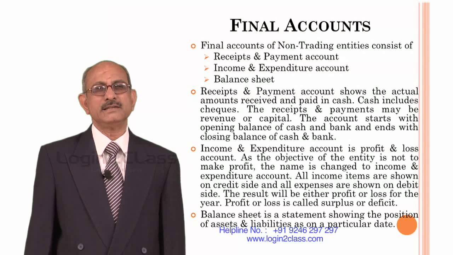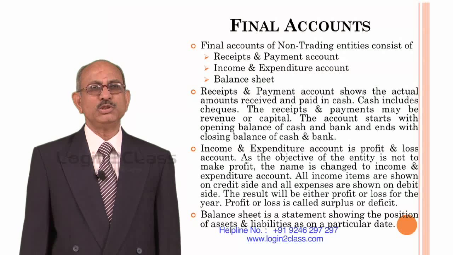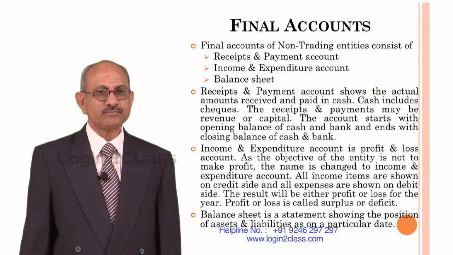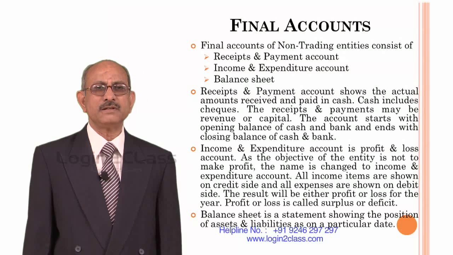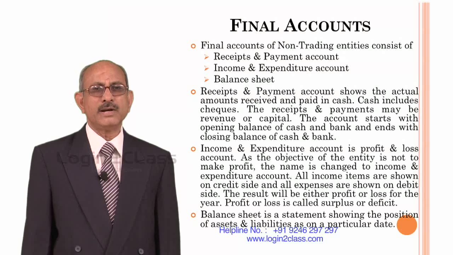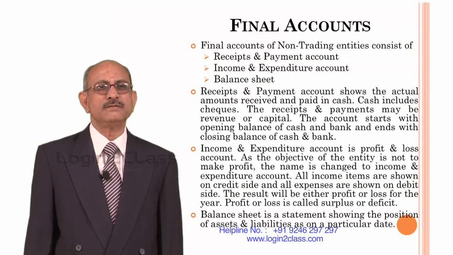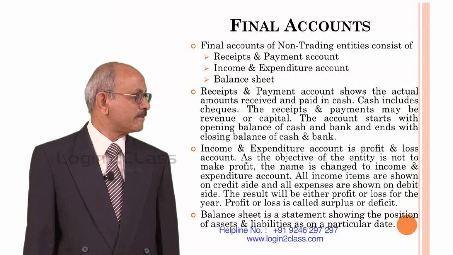Balance sheet again is the same as in the case of a trading organization. It is a statement showing the position of assets and liabilities as at a particular date. It is always for a particular date, whereas the receipts and payment account is for a particular period, normally 1 accounting year. Similarly, income and expenditure account also is for a particular period, normally 1 accounting year.